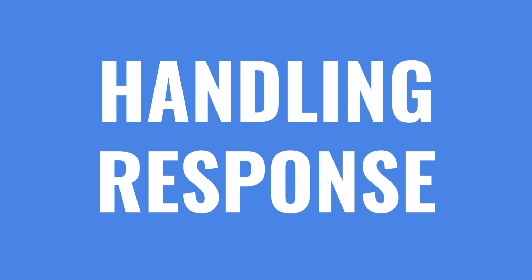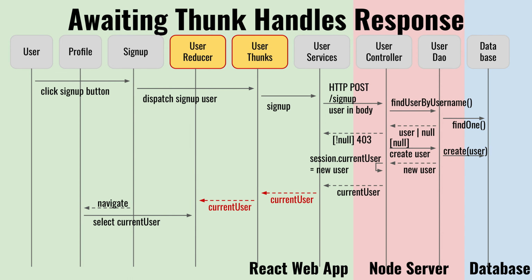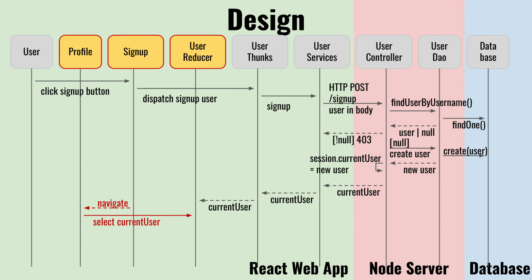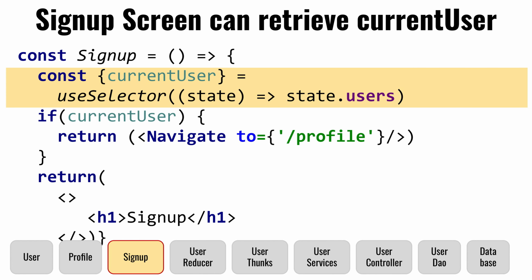Now let's go back to the React web application to see how we handle the response. The thunk is awaiting the response from the service. Thunks integrate asynchronous HTTP requests with the reducer. The signup thunk extracts current user as the action payload and stores it in the current user state variable. Once current user is in the reducer, it can be accessed by any component. The signup screen can extract the current user.